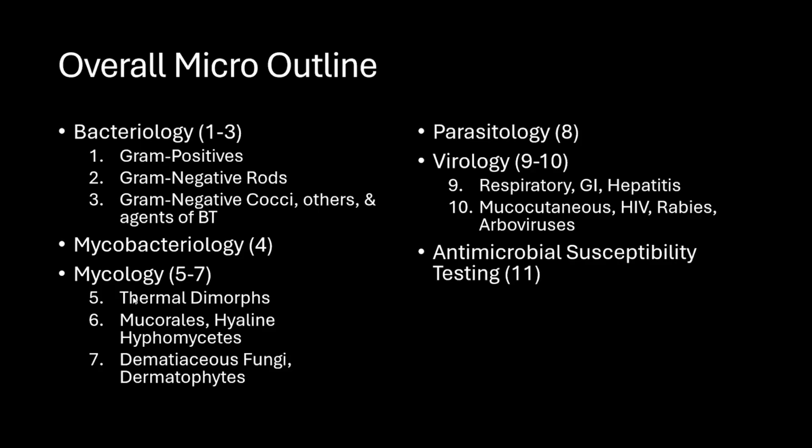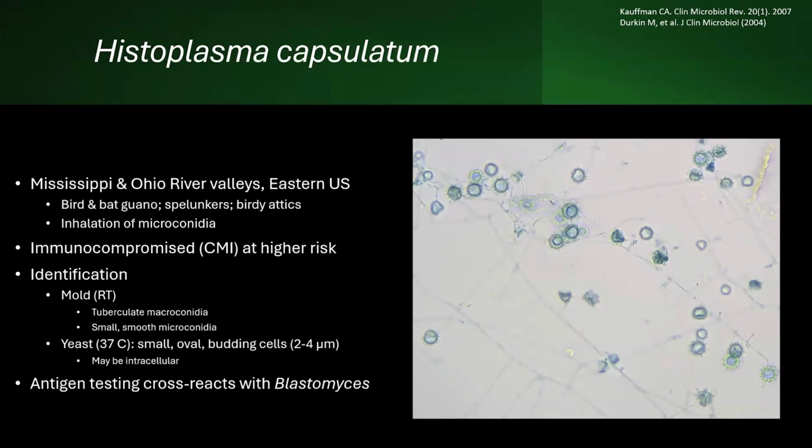We now enter mycology for the next 3 sections. So we'll start off with our endemic, thermally dimorphic fungi, starting with Histoplasma capsulatum. This is found in the Mississippi and Ohio river valleys as well as the eastern United States. It is endemic to these areas.